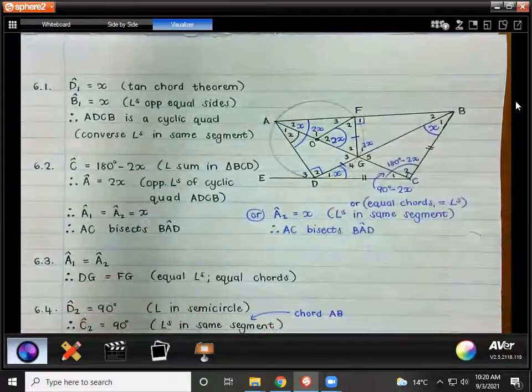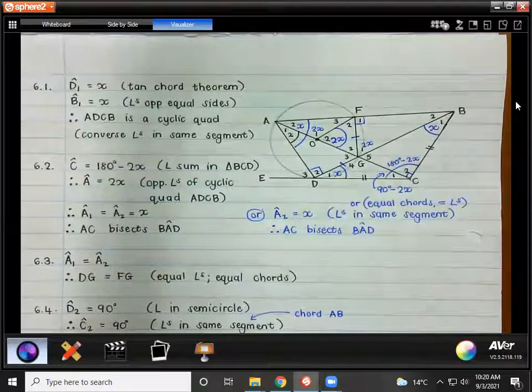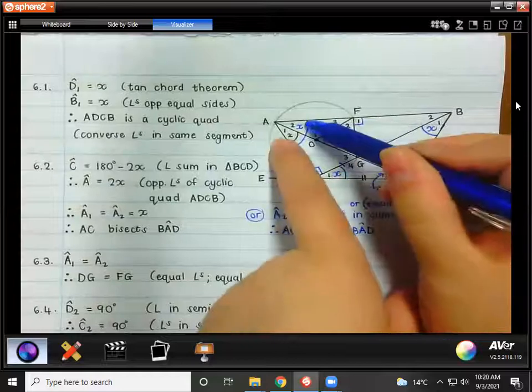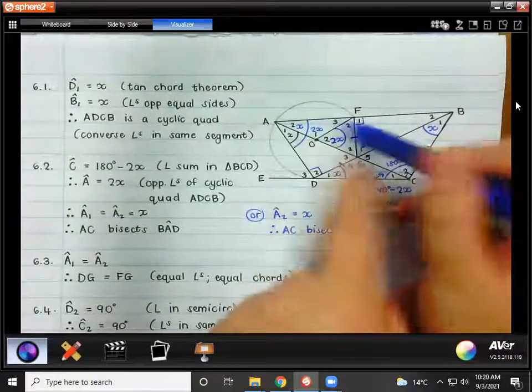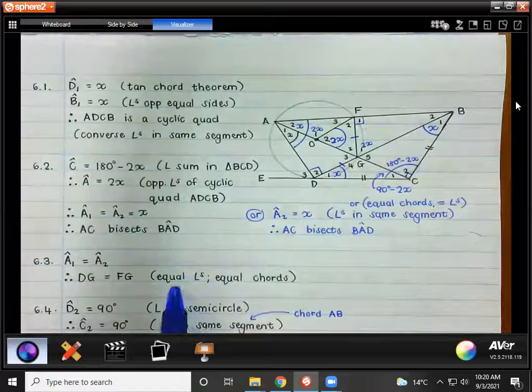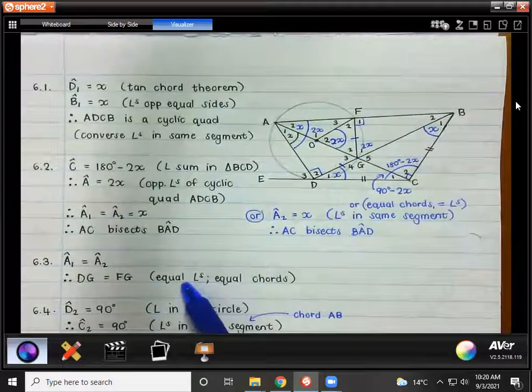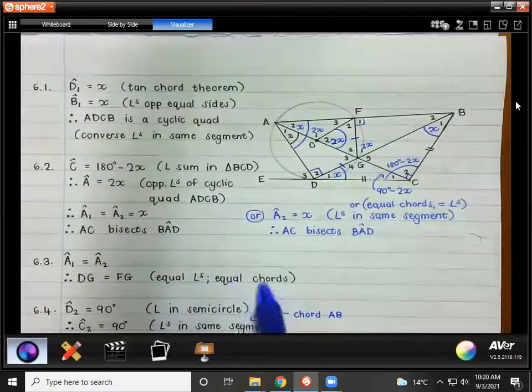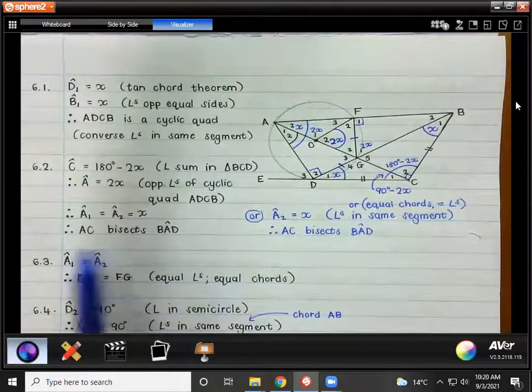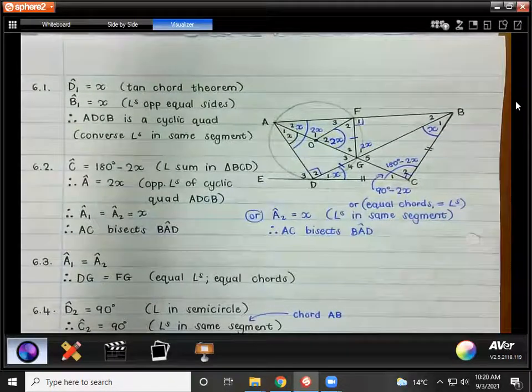We know that if you have equal chords, like DG and FG here, those will subtend equal angles, but it works the other way around as well. If you have two chords that are subtending the same angles, then those chords will be equal. So the reason is just swapped around. Here we said equal chords, equal angles. Here you would have to say equal angles, equal chords. And it's because of those two angles that are equal, A1 is equal to A2.